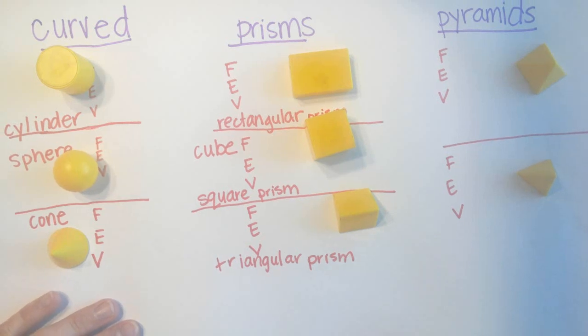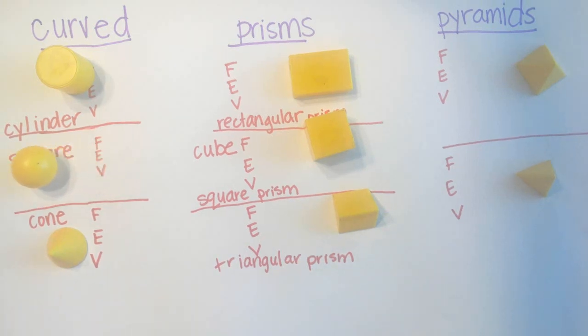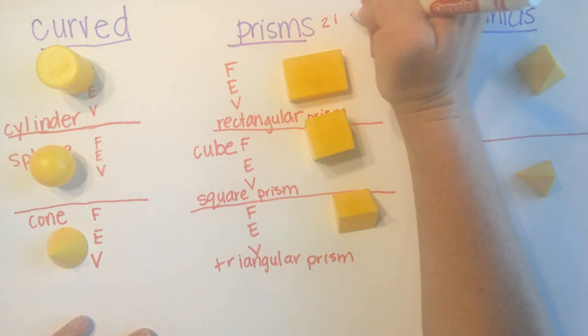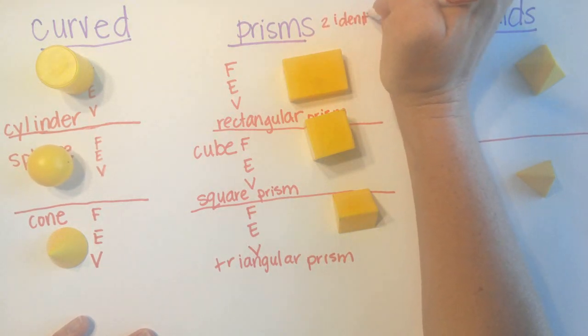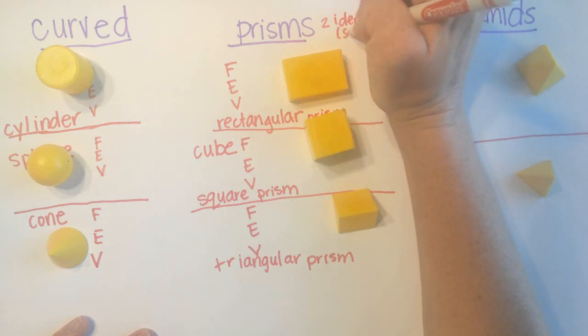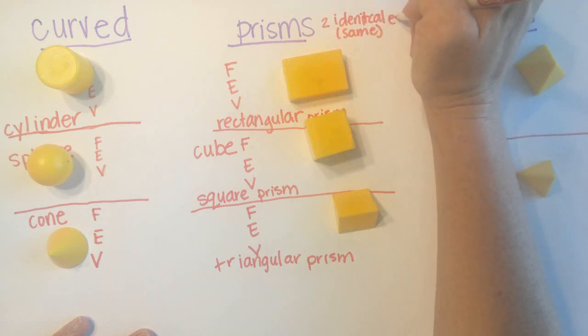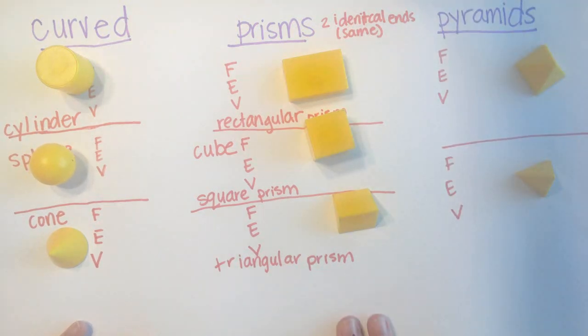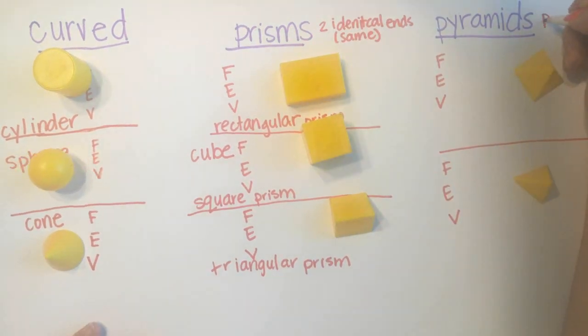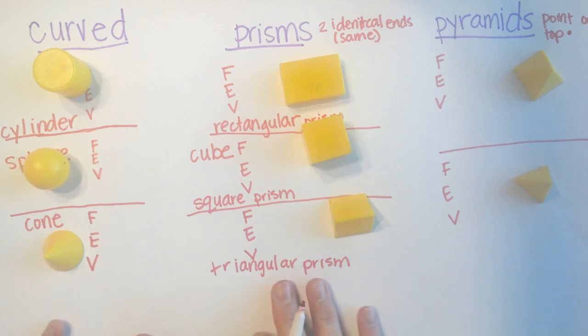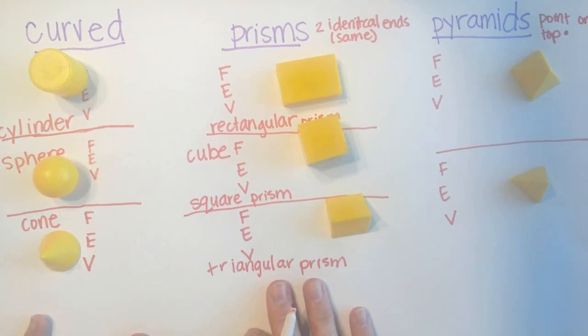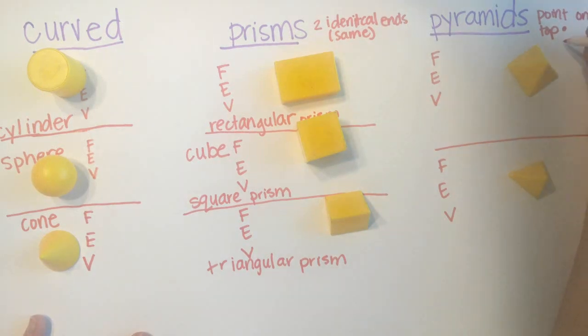Okay, then we have pyramids. Okay, so prisms have 2 identical, the same ends, opposite of each other. Okay, pyramids have a point on top. They come to a point, pyramid point, opposite of the base. So the base is on the bottom.